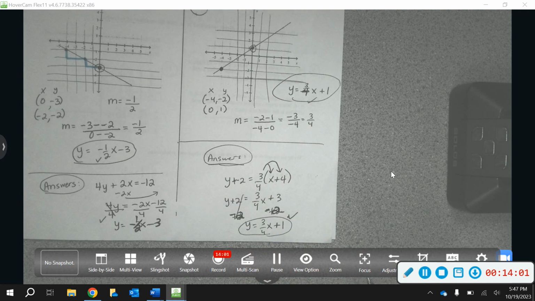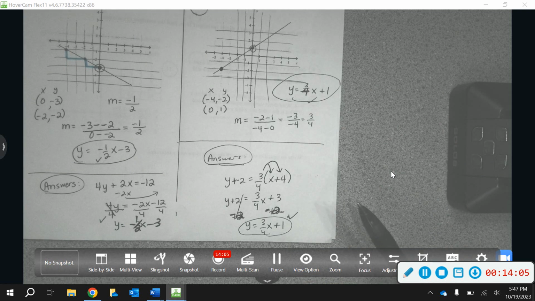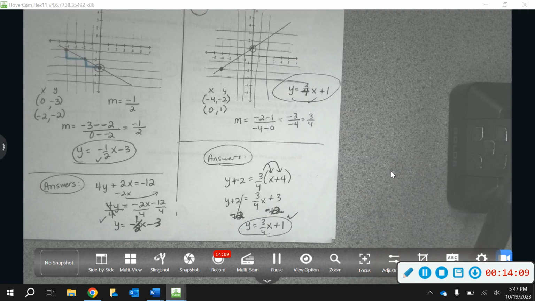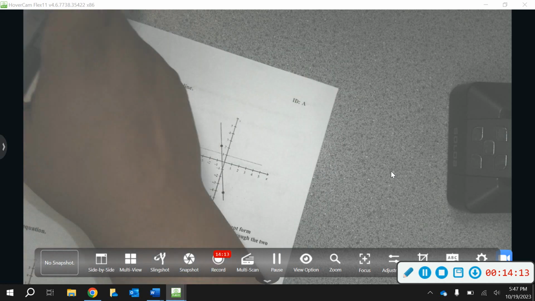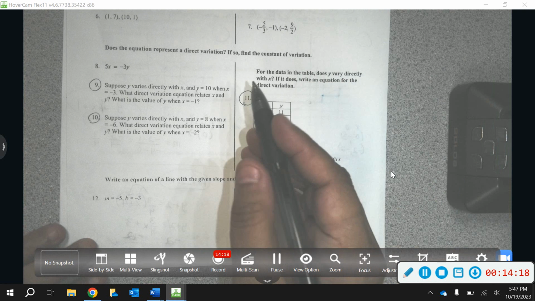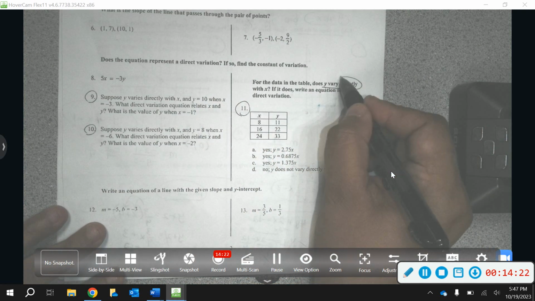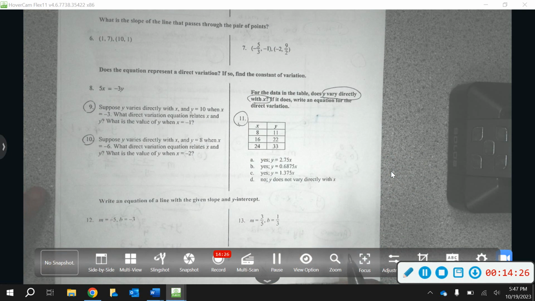Okay? So again, you're trying to figure out which one of your answers matches the equation that you just solved for. All right, let's go ahead and move to the next problem. And that next section is 9, 10, and 11. It deals with direct variation. I know that I'm dealing with direct variation because it says y varies directly with x. So what does that mean?